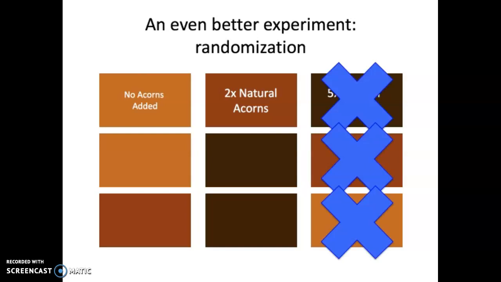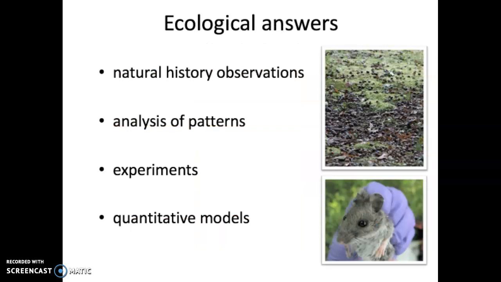So again, imagine that now we have this disease at locality 3 over here on the right. In this case, the disease ends up being spread across all 3 treatments rather than just the 5 times acorn treatment.